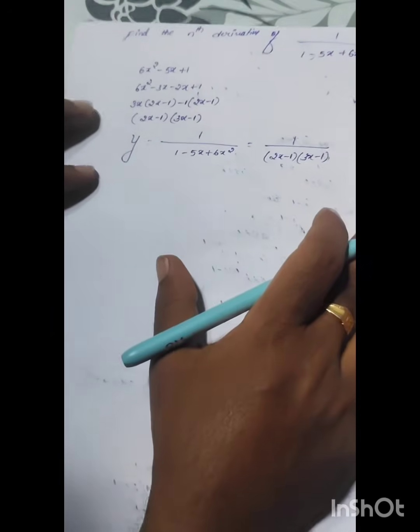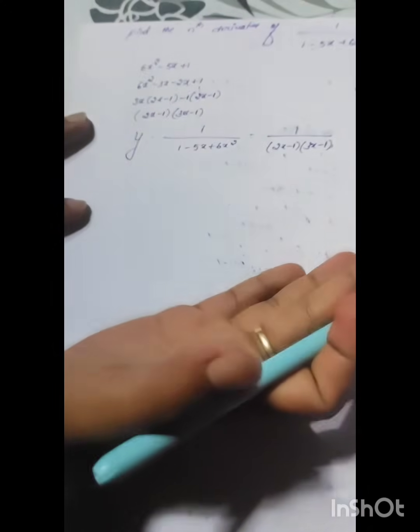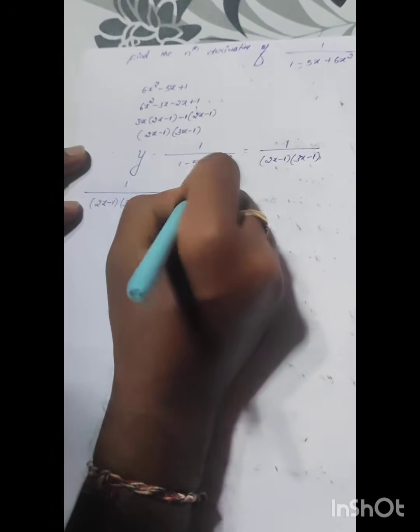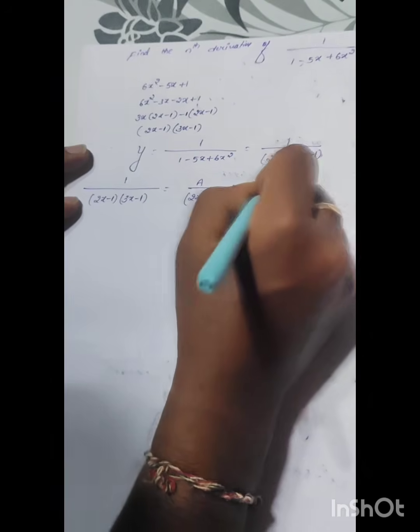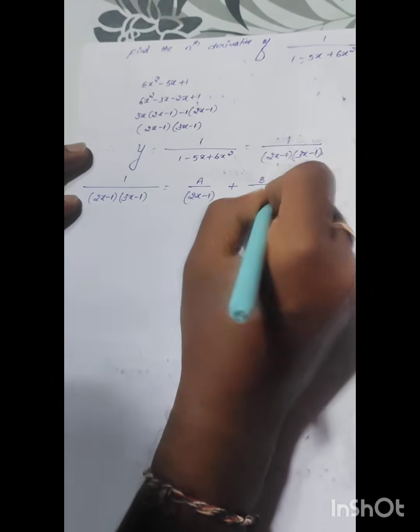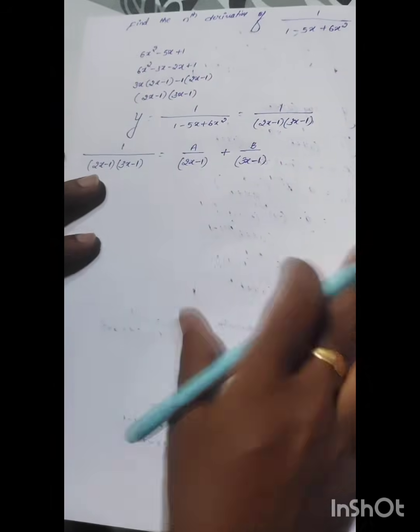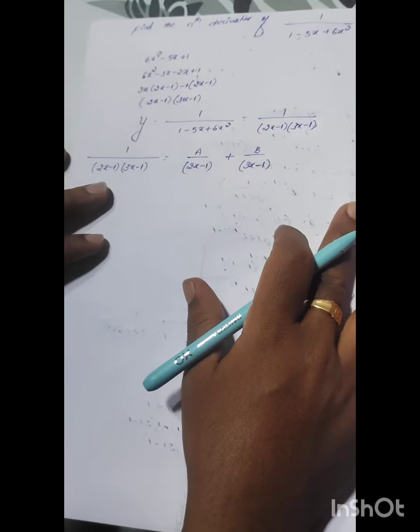Again, this we will not be able to differentiate n times directly. Let's try to put this into partial fractions. So 1 over 2x minus 1 into 3x minus 1 can be written as a divided by 2x minus 1 plus b divided by 3x minus 1 by the partial fraction method. Here we will solve for the values of a and b and then substitute them, so that this will become 1 over ax plus b form, and we can apply the nth derivative here.